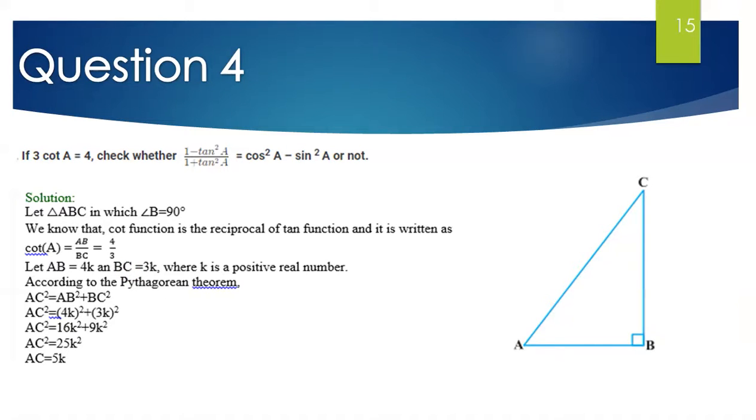Now again use Pythagoras theorem and find the third side, and we should remember that 3k, 4k and 5k is the Pythagoras triplet. So directly we can also write AC is 5k. Now the question says that check whether 1 minus tan square A upon 1 plus tan square A is equal to cos square A minus sin square A. So what you will do, you will find the left hand side and the right hand side separately and check whether your answer is equal or not. If your answer is equal, then we will say they are equal. Otherwise, we will say that they are not equal.